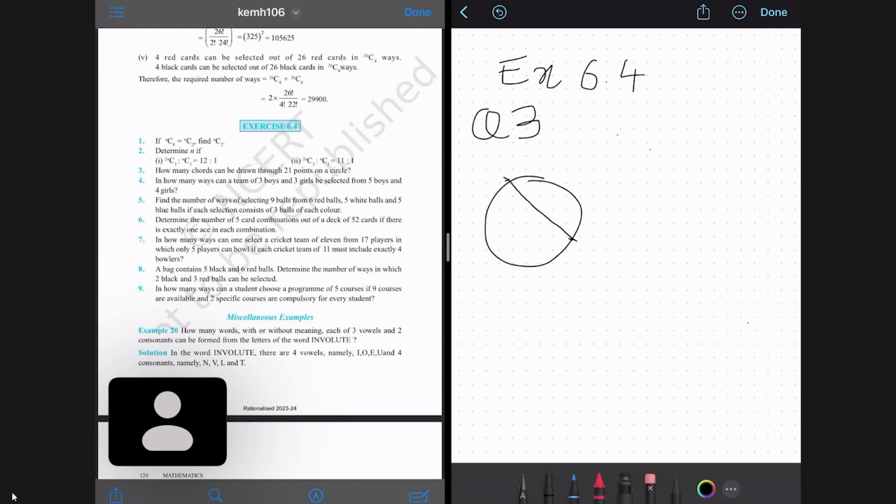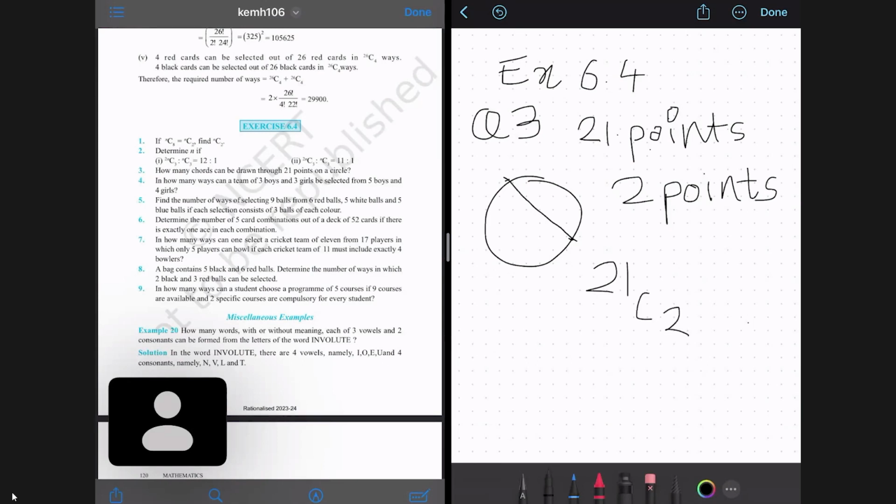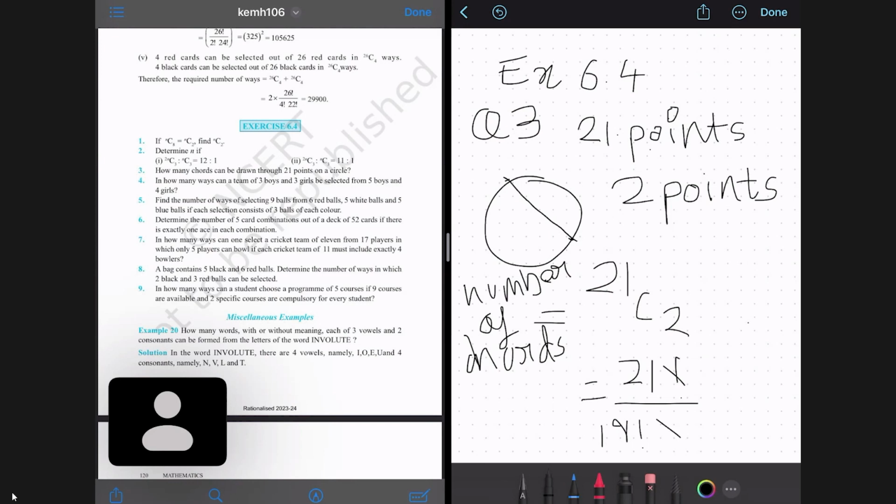So to draw a chord in this particular circle, I have a choice of 21 points. Of these 21 points, all I require is 2 points for a chord to be unique. So the question basically boils down to 21C2 giving us the number of chords. And if you solve for 21C2, what you're left with is 21 factorial upon 19 factorial into 2 factorial.